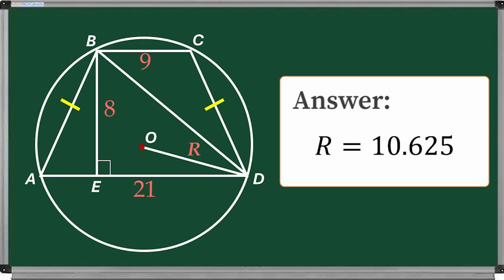That's how we solve the problem. We use the properties of an isosceles trapezoid and the formula for the radius of a circle circumscribed around a triangle to find the solution step by step.